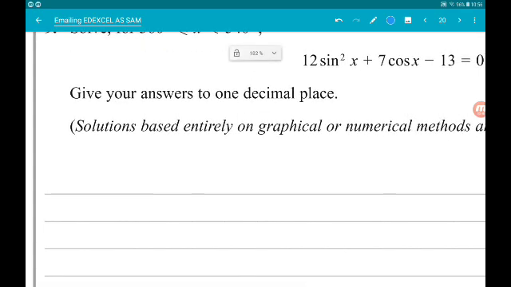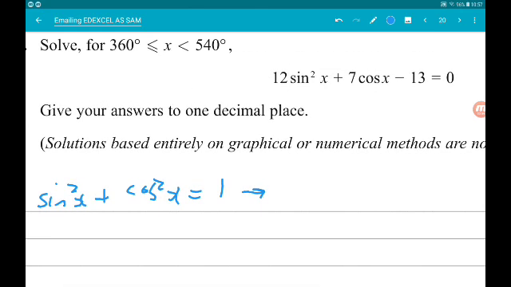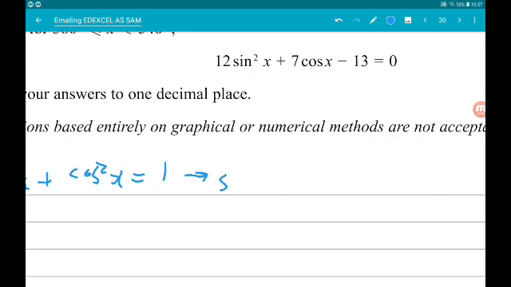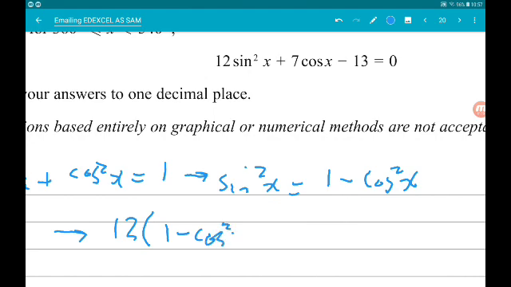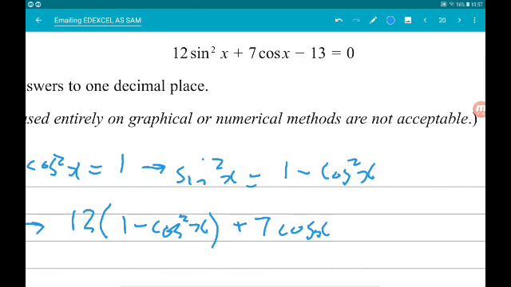So we're going to need to use sine squared add cos squared is equal to 1. So we can use that to get rid of the sine squared. So sine squared is 1 minus cos squared of x. So our equation is now 12 lots of 1 minus cos squared of x add 7 cos x minus 13 is equal to 0.